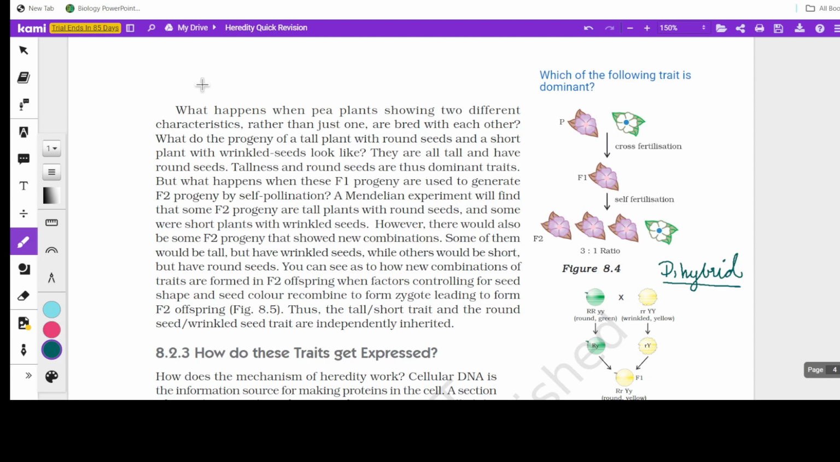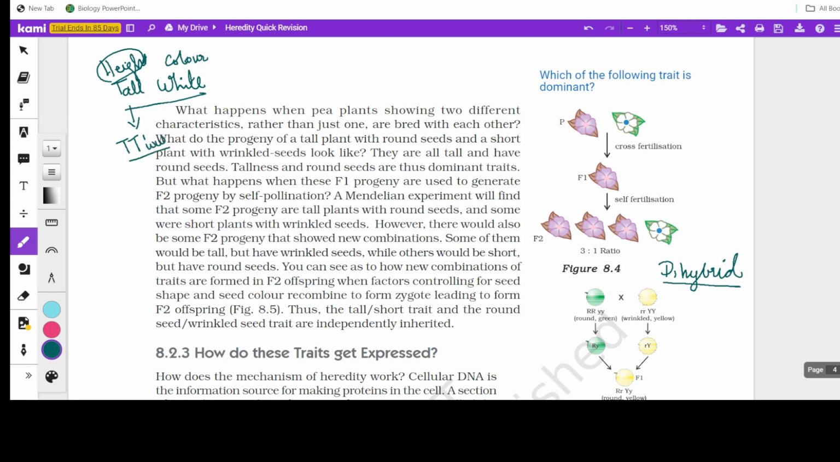If in the cross you have 2 characters, for example, tall, white, a tall plant with white flowers. So it has 2 characters, children, not 2 traits. Tallness is a character, a trait based on height, and white is a trait based on color. So 2 characters are taken here. When 2 characters are taken, for tall you will be writing 2 alphabets, and for white you will be writing 2 alphabets, okay?